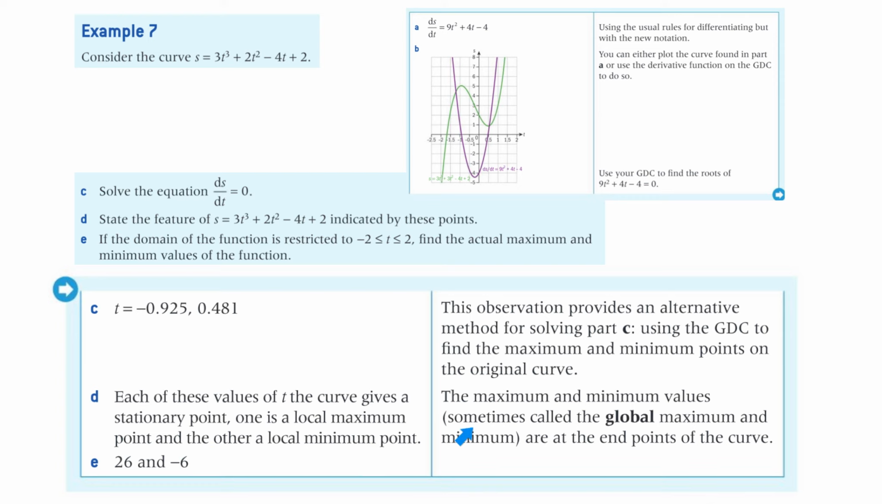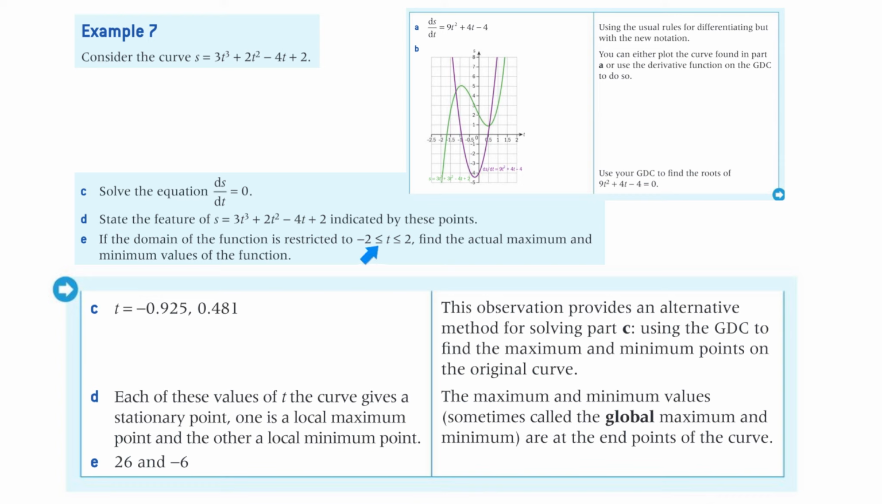The maximum and minimum values, sometimes called the global maximum and minimums, are at the end points of the curve. Okay, now what that means is they're calling it global, not local, because you can see we're calling this a minimum, but it's not really the minimum. The minimum is all the way down here. It's going down all the way down. And that's not really a maximum. It's just a local maximum because we can see that the curve does go on forever.